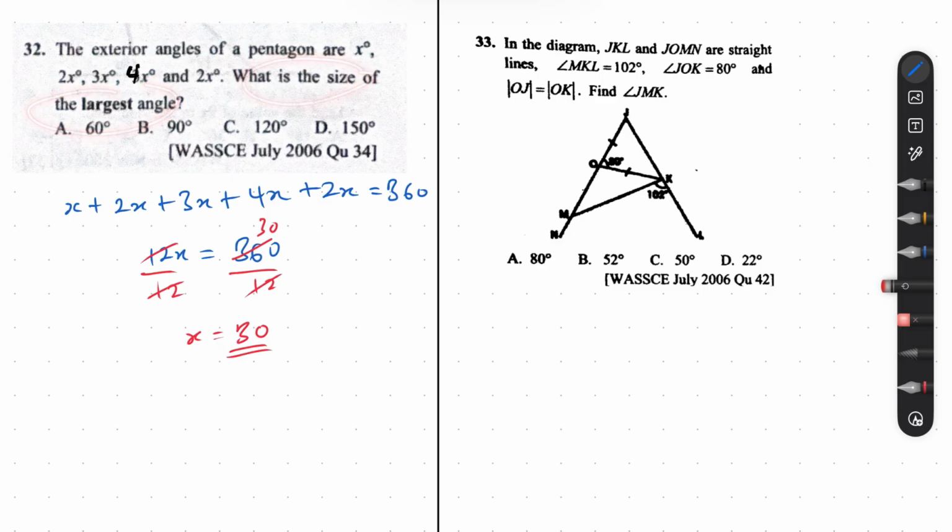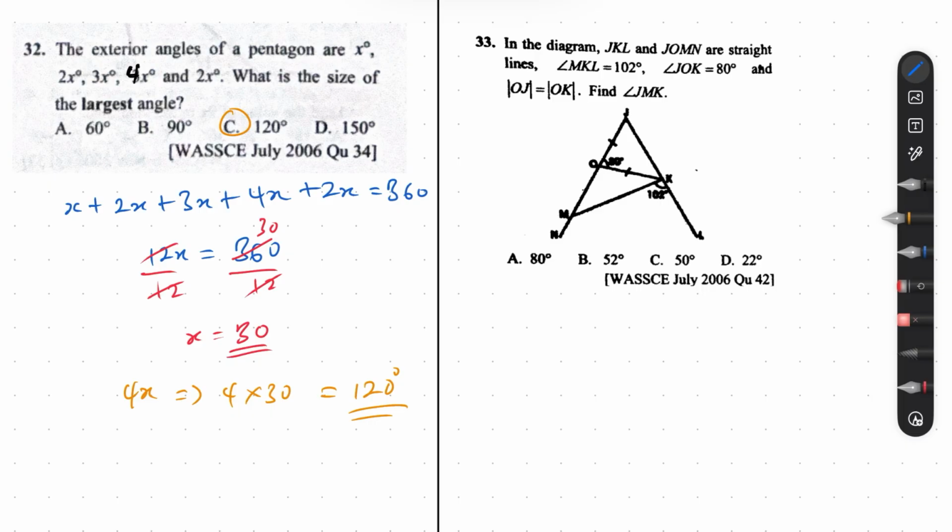Now it says what is the size of the largest angle? The largest angle here will be the x with the highest coefficient, so 4x, which will give us 4 times 30. So this is our largest angle, 120, which is C. Cool. Let's move on to question number 33.